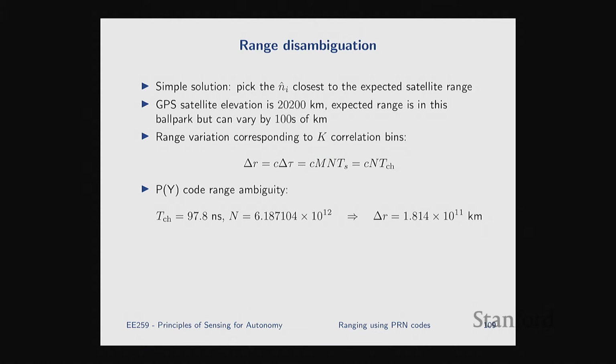So what is that actually equal to? Let's look at a few numbers here. For instance, if you're working with the PY code, this was the military code, let's see what the range ambiguity for that is.